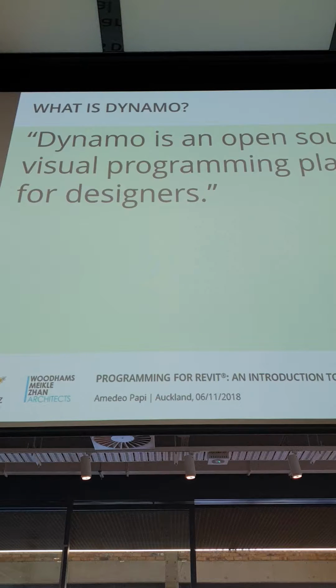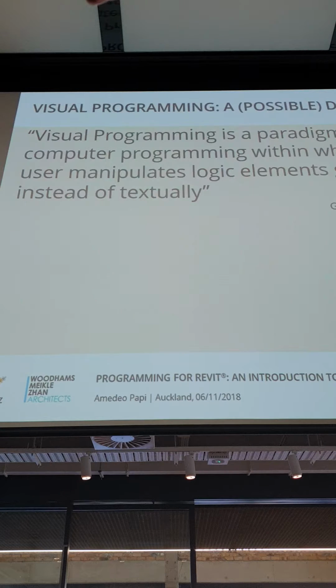So what is Dynamo? Dynamo is an open source visual programming platform for designers. This is the definition in the Dynamo primer. And it's a very specific and clear definition. Visual programming actually is an approach to programming using graphic icons and graphic data to manipulate the logic elements behind the program.